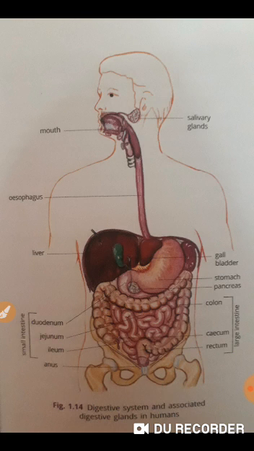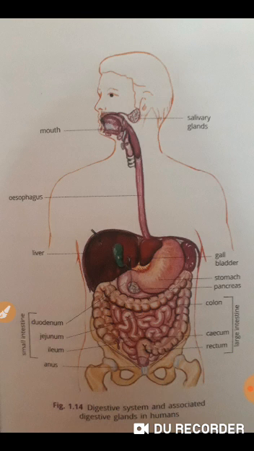They are divisible into three parts: duodenum, jejunum, ileum. Duodenum is the anterior part. That means the first part is the duodenum. The middle part is the jejunum and the posterior part is the ileum. These are the three parts of the small intestines.